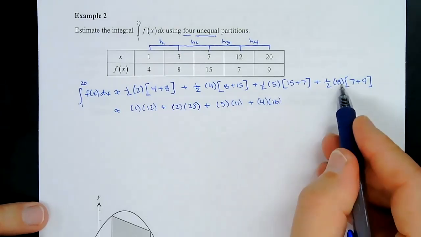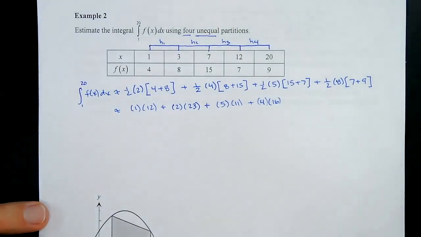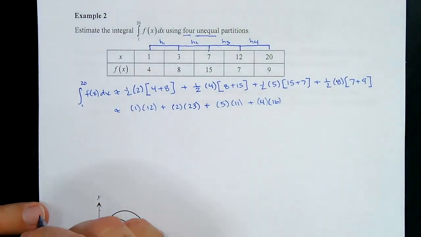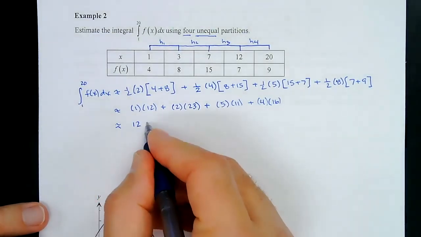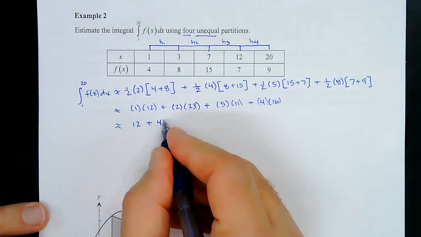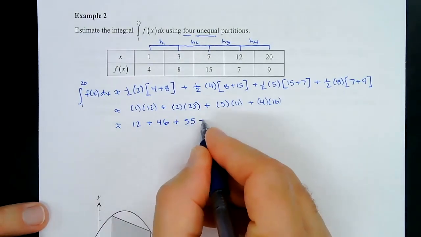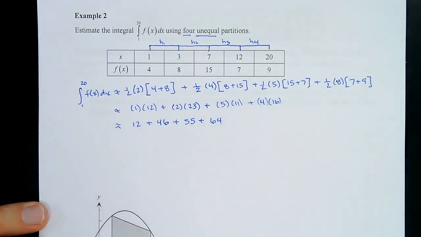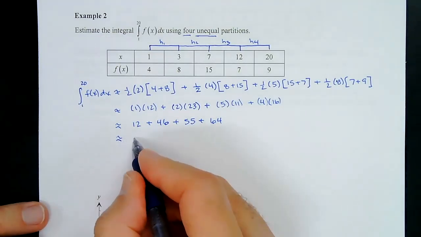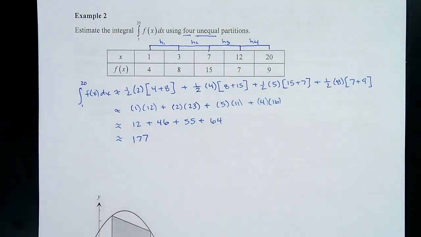So for this one, you could either take half of 8 or half of this sum, okay? And either way it works. Just don't take half of both, all right? That'd be the wrong answer. So then here we get 1 times 12, that'd be 12, plus this is 46, plus 55, and then plus 16 times 4 is 64. And then if we add those together, this integral could be estimated with a value of 177.